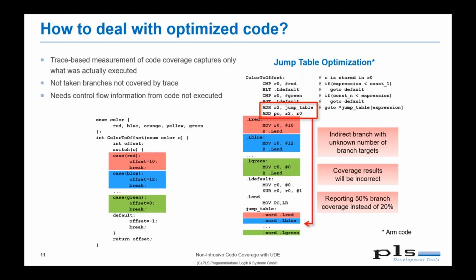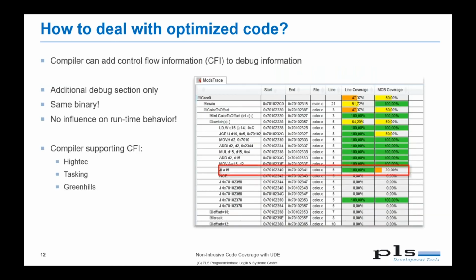The information how many branch targets actually exist can neither be determined from the binary code nor from the standard debug information. This is the reason that using trace-based coverage would lead to a wrong coverage result. In this case, we would get a 50% branch coverage instead of the correct 20% that we get with these 5 case statements here. So how to overcome this?